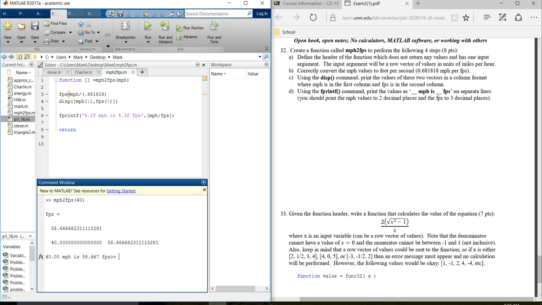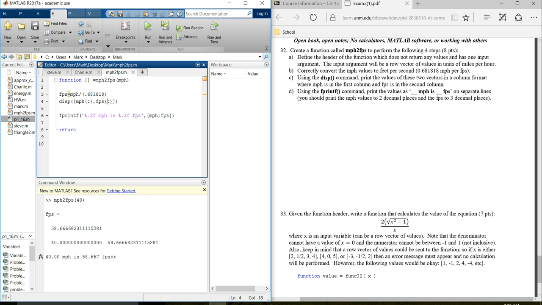40 miles per hour is about 58.667. Yeah, I was wrong. I'll own it. I was wrong. But I messed up right here. Oh, no, I just didn't suppress that.